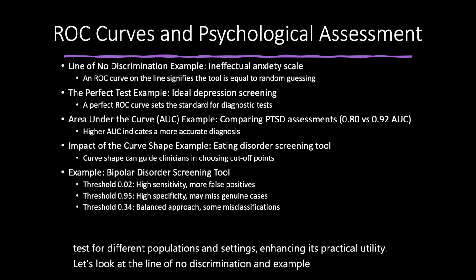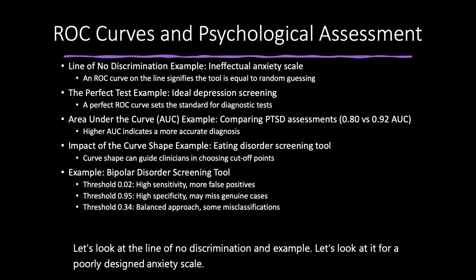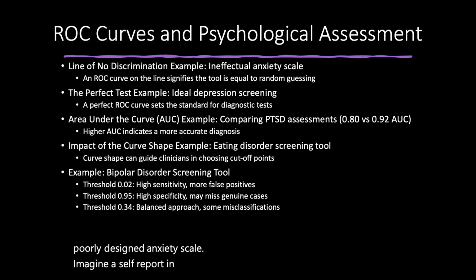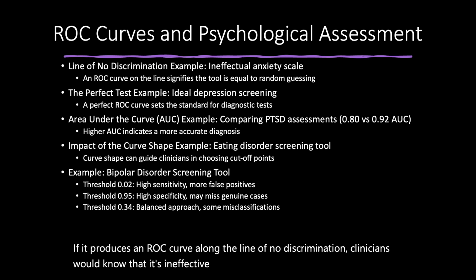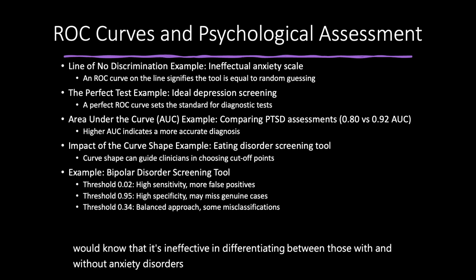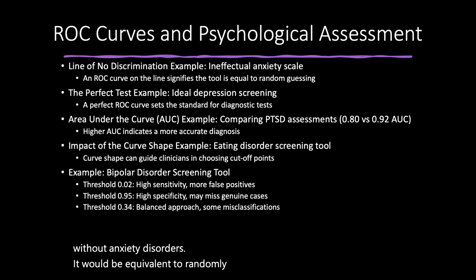Let's look at the line of no discrimination in an example. Let's look at it for a poorly designed anxiety scale. Imagine a self-report anxiety scale that was not properly validated. If it produces an ROC curve along the line of no discrimination, clinicians would know that it's ineffective in differentiating between those with and without anxiety disorders. It would be equivalent to randomly guessing who has anxiety, making the tool unfit for clinical use.